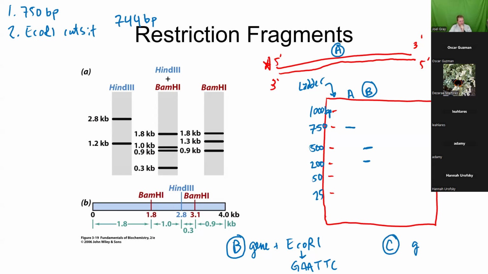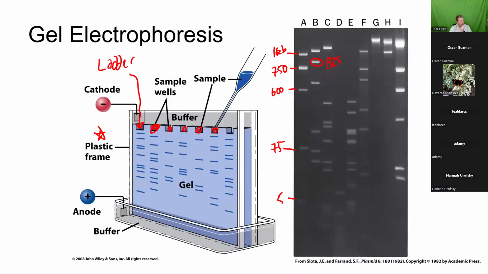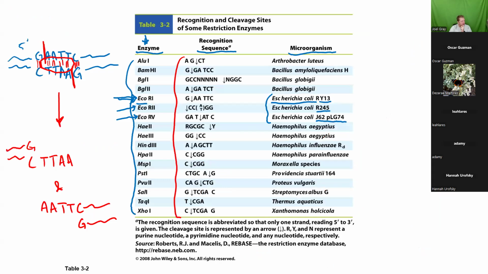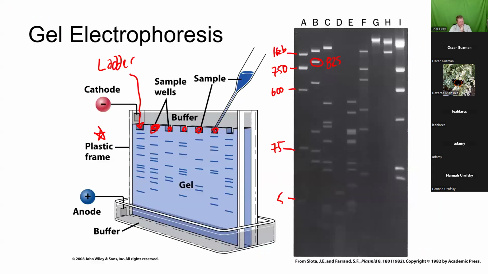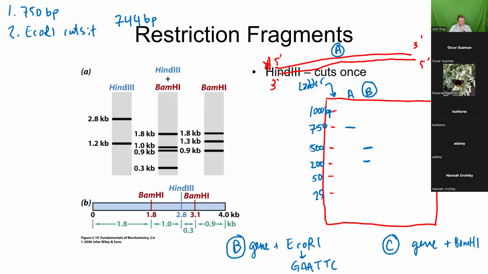Gene plus, let's go with BamH1. Erase that. BamH1. I'm going to jog back a little bit. Got to get our sequence for BamH1. That's GGATCC. Okay, so we've got C, our third trial, where we take our gene that we have now determined six of our nucleotides in the sequence.